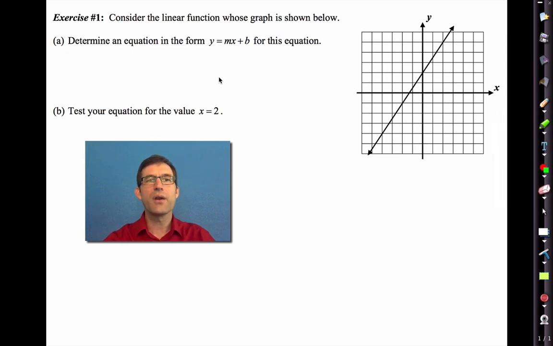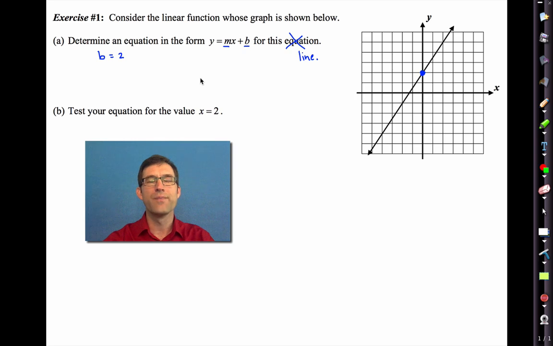Letter A says, determine an equation in the form y equals mx plus b for this equation. And it should actually say for this line. That's a little bit weird. Anyhow, we want to write an equation for that line. And we really have to just figure out two things. We have to figure out the slope, and we have to figure out the y-intercept. Now, the y-intercept's pretty easy, especially in this example, because it's right there, right? So that's simple enough. The y-intercept is 2.